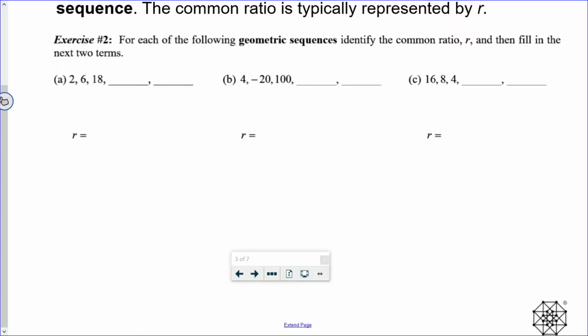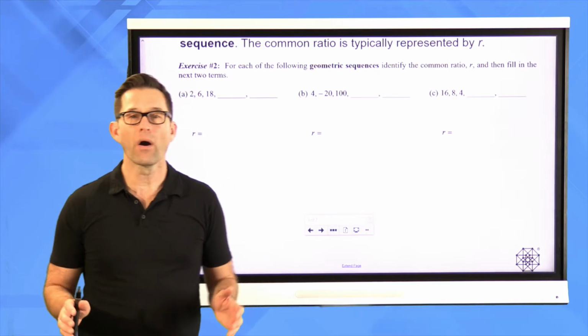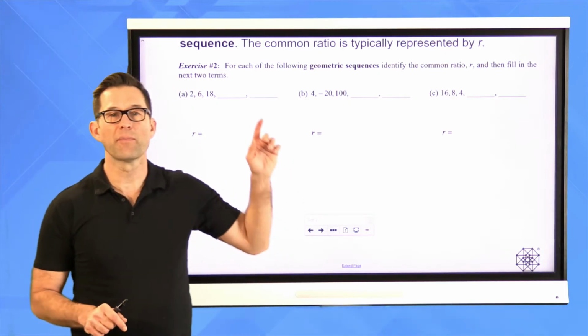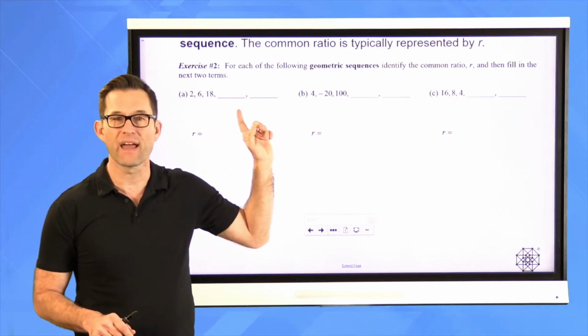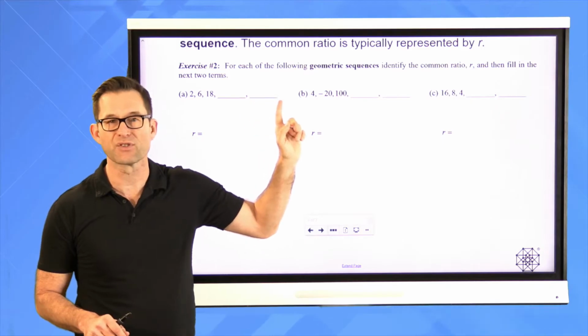For each of the following geometric sequences, identify the common ratio R and then fill in the next two terms. All right, now again, this R value is what we're going to multiply each term by to get the next term, and the next term, and the next term, and the next term.